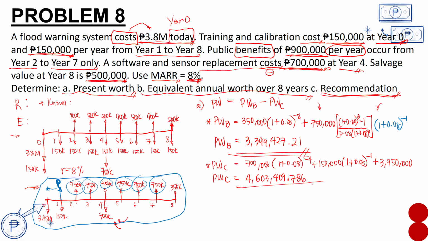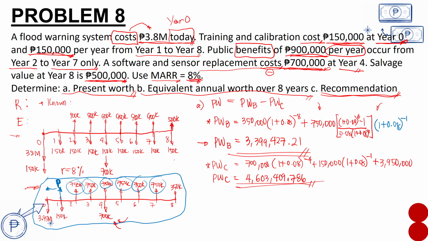4,603,409.786. Actually, without even calculating the present worth of the cost, just by looking at our present worth of the benefits, it is just 3.399 million. And if you look at the year 0 cost, or initial cost, we have a 3.8 million cost and another 150,000 pesos cost. From there, even without calculating the present worth of the cost, we can already decide that we are going to reject this project because we will have a negative present worth.